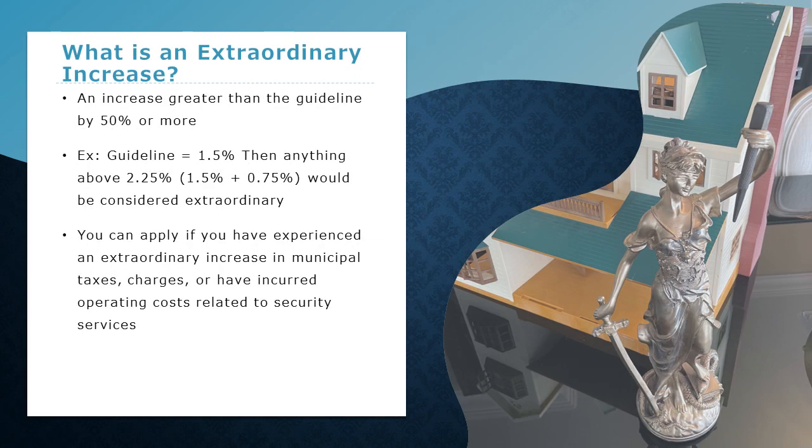You may be asking yourself, what constitutes an extraordinary increase? An extraordinary increase is when the increase in municipal taxes and charges is greater than the rent increase guideline by 50%. For example, if the guideline for rent increases is 1.5%, an increase in municipal taxes and charges greater than 2.25% would be considered extraordinary. A landlord can apply for an above guideline increase, AGI, order if they have experienced an extraordinary increase in municipal taxes and charges or have incurred operating costs related to security services.